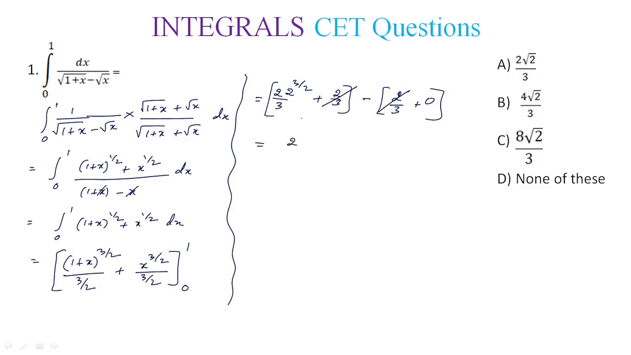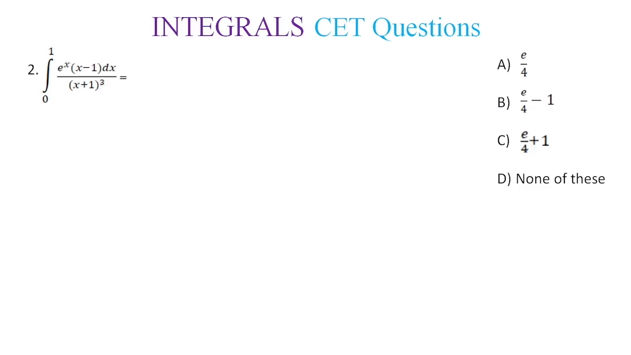2 raised to 3 by 2 can be written as 2 into 2 raised to 1 by 2 upon 3. This is 4 into 2 to the power of 1 by 2, which is root 2. So the answer is 4 into root 2 by 3. That is option B. Now let us move on to the second question.